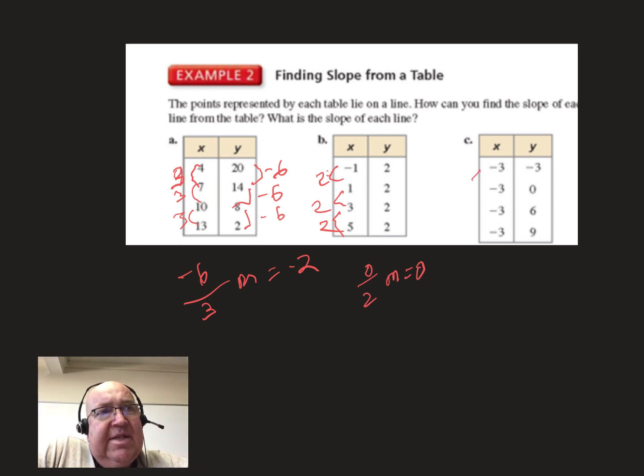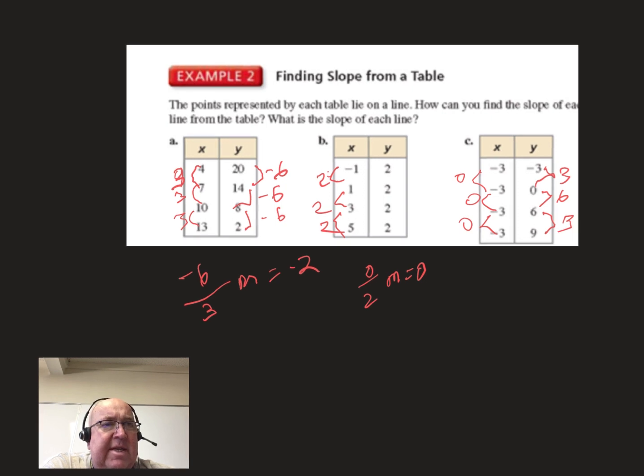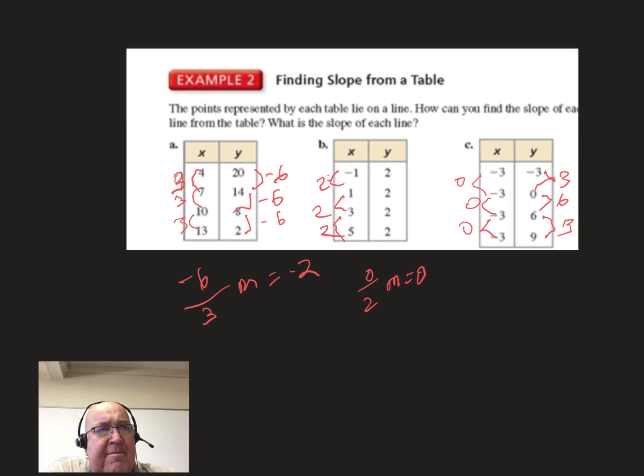Here we have our x values are not changing, x values are not changing, x values are not changing. Our y values are going up by 3, up by 6, up by 3. You'll remember from our discussion of whether something is a function or not, this obviously isn't a function, but it does say the m is undefined here.